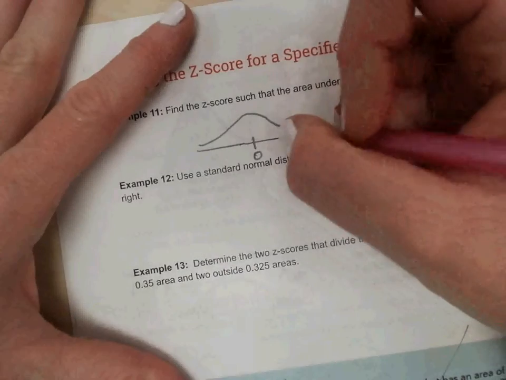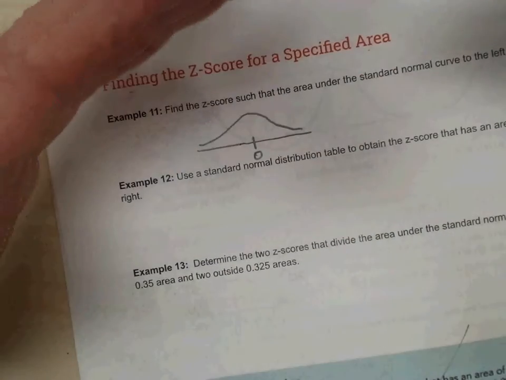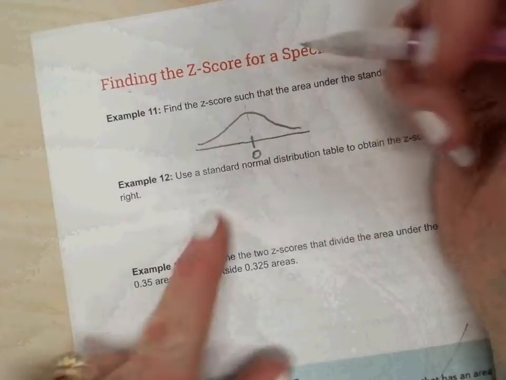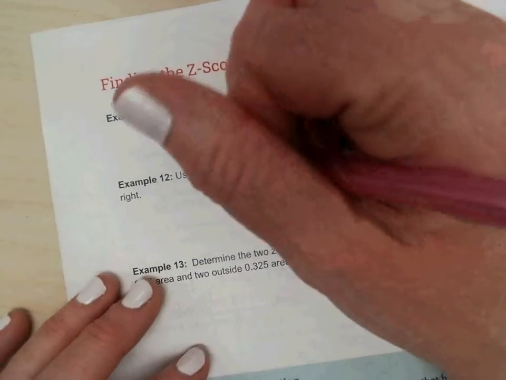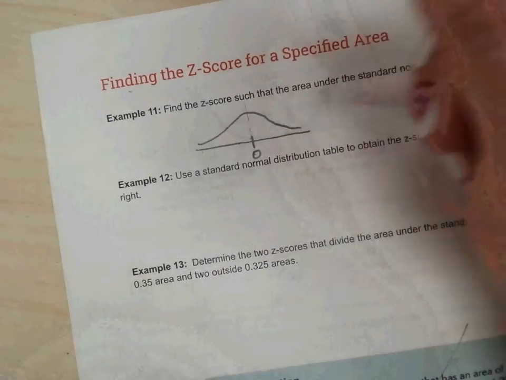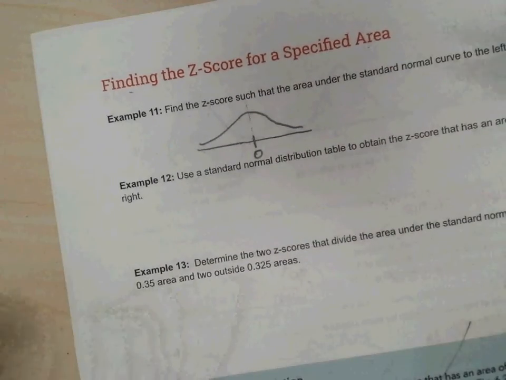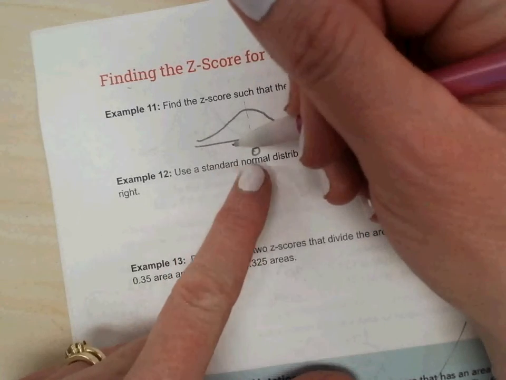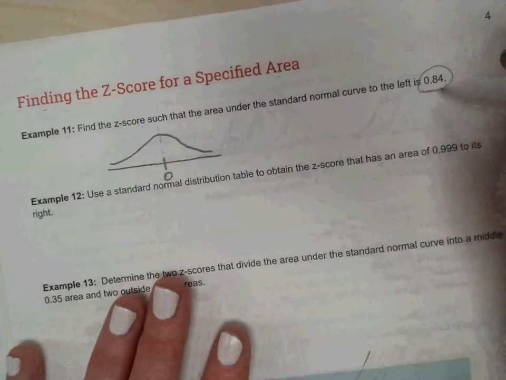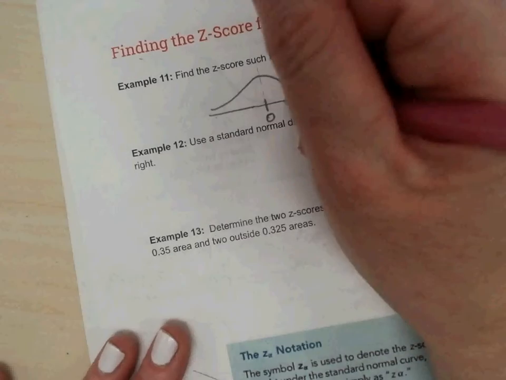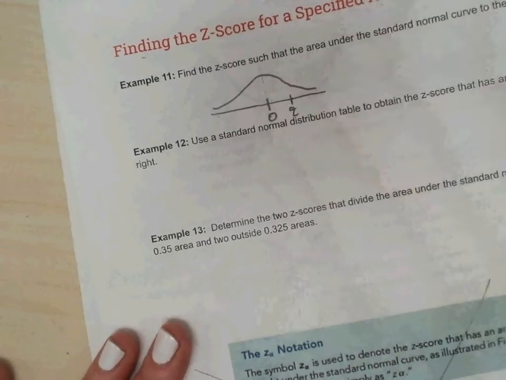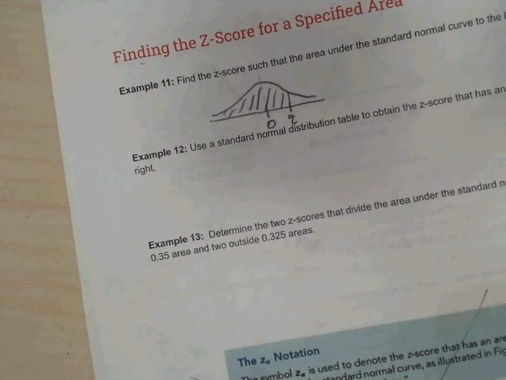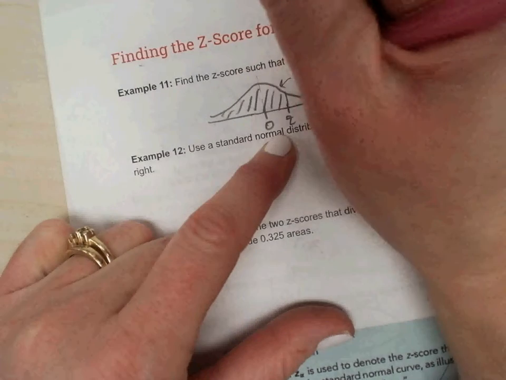The area is 0.84. My reference point is that if I were to draw this line and think about it, if my area is less than 0.5, I would draw my z-score arbitrary marking to the left of 0. If it's more than 0.5, like we have here, 0.84, I'm going to draw my arbitrary z-score to the right, because this area is greater than 0.5. This area is 0.84.